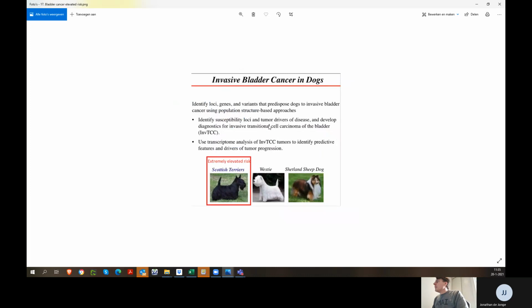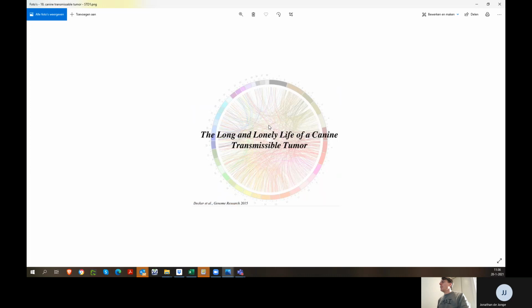Also, I mentioned invasive bladder cancer in dogs, especially in terriers. You can find this, for example, the Scottish terrier has an extremely elevated risk, and then it dilutes a little bit more down if you look at the other types. There's also a relationship between genetic predisposition, so that you have a high chance of getting a certain type of cancer, and the breed. Because the breed consists of a specific set of genes that is more susceptible to this type of disease. This is a very worrisome development, but it has been there for quite a while, so that could also temper your worries a little bit.